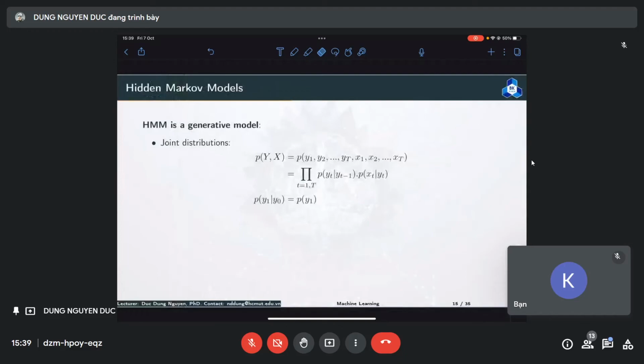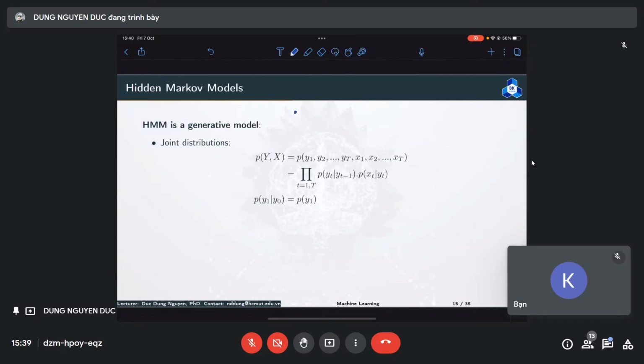Now, what we do next is discuss the generative model setting. We say that the hidden Markov model is a generative model because it can help you calculate the joint distribution. The joint probability of the hidden states Y and the observations X is nothing but a product.